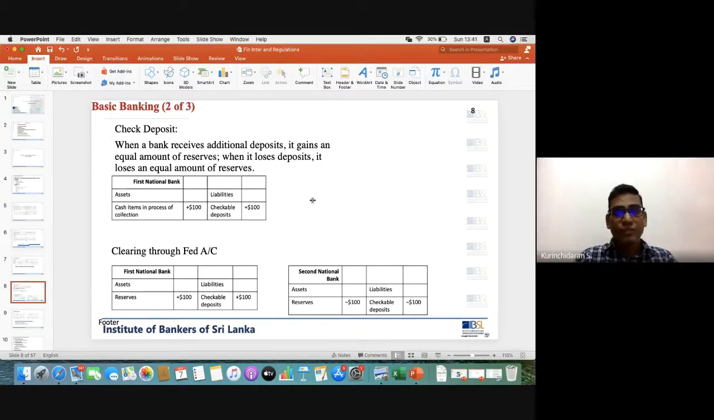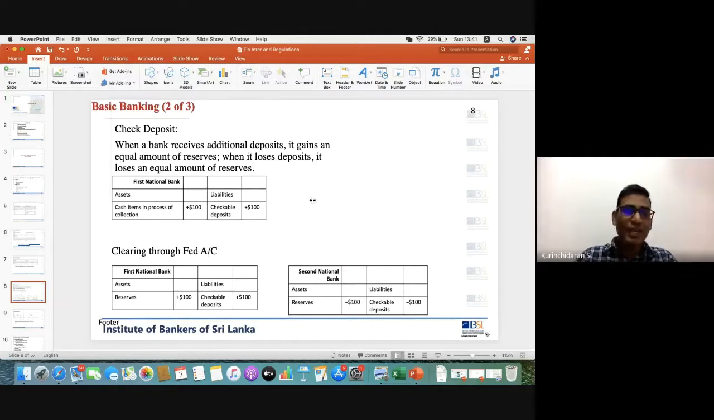Now, let's assume you are going to deposit a check. When a bank receives additional deposits, it gains an equal amount of reserves. When it loses deposits, it loses an equal amount of reserves. Okay, now you are going to have a check deposit.